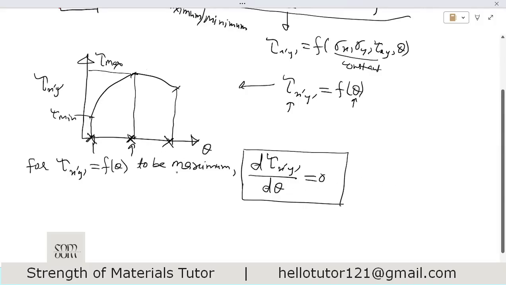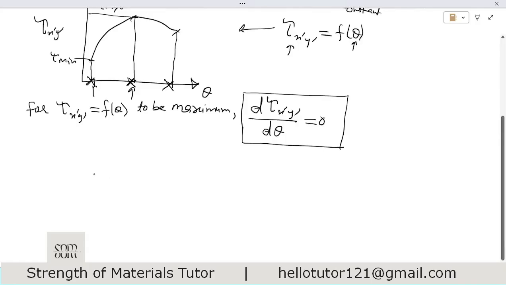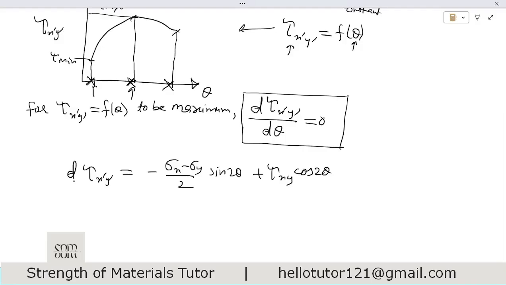Okay, so now we know tau x prime y prime is equal to minus (sigma x minus sigma y) by 2 sine of 2 theta plus tau xy cosine of 2 theta, right? So let us differentiate it and equate it to 0, right?